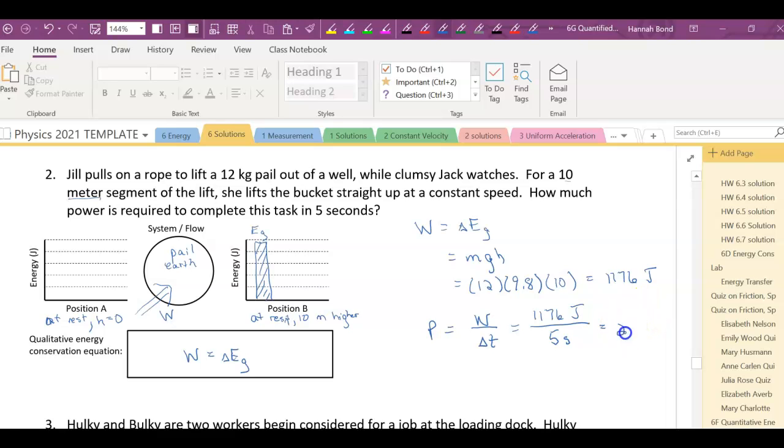And so that would be 235.2 watts of power required to lift that pail that far in 5 seconds.